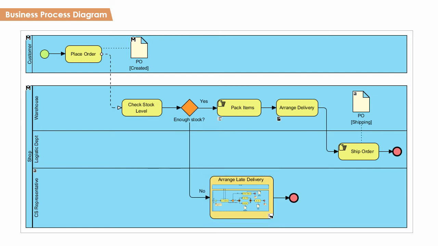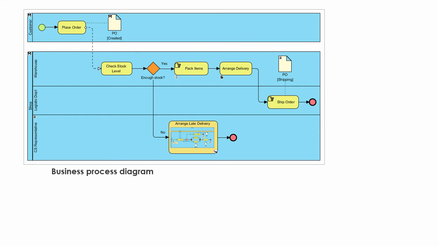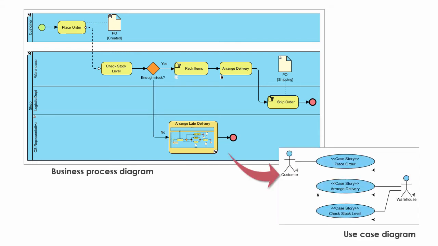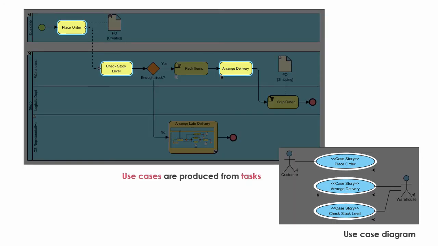The first step is we will transit the business process diagram into the use case diagram. The tasks that the end user wants your system to help with will be transited into use cases. In our example, only the place order, check stock level, and arrange delivery tasks need our system to address. You may have a question. Why not all tasks become a use case? There are some manual tasks that your system cannot help, for example, the pack item task.